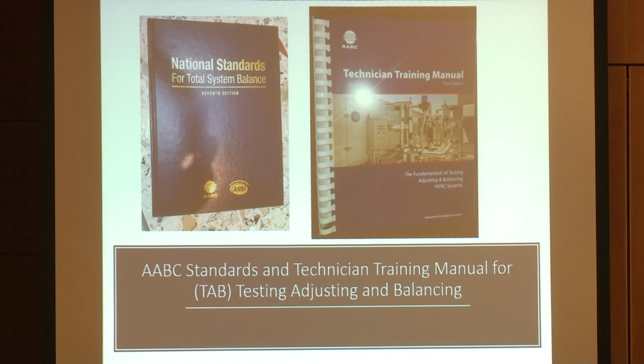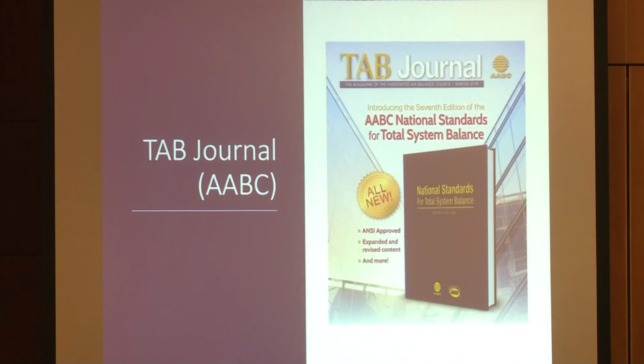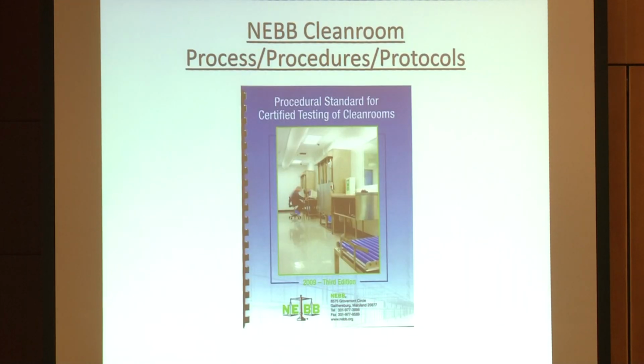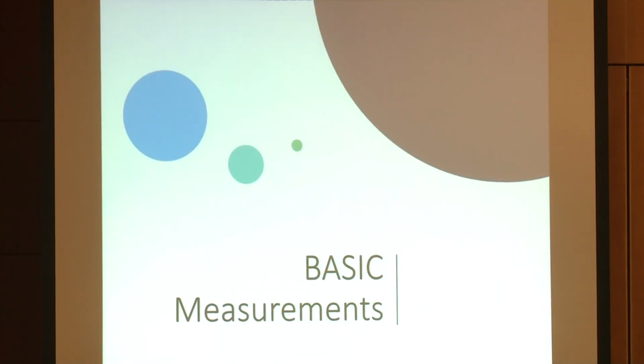Here's the national standards from AABC. Here is the tab journal that comes out every month. Here's the NEBB testing protocols, clean room protocols, and that sort of thing. So each one of the tab companies, procedural companies, have their set of manuals that we use to get certified. We take their exam, their test, and then we're certified based on their information.